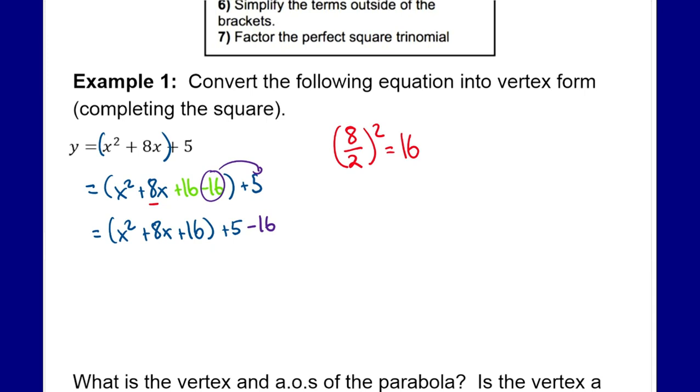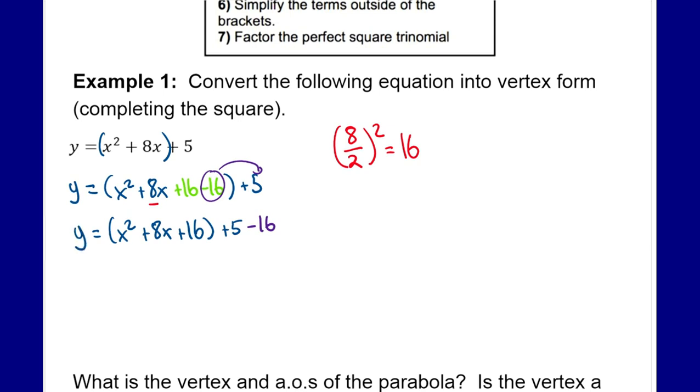The reason we add and subtract is, one, we're trying to make a perfect square trinomial, but if I add a value and I subtract the same value, they cancel each other out, essentially. So technically, I haven't really changed the equation. If I add a value and subtract a value, they cancel each other out. I haven't done anything to change it, even though it looks different.